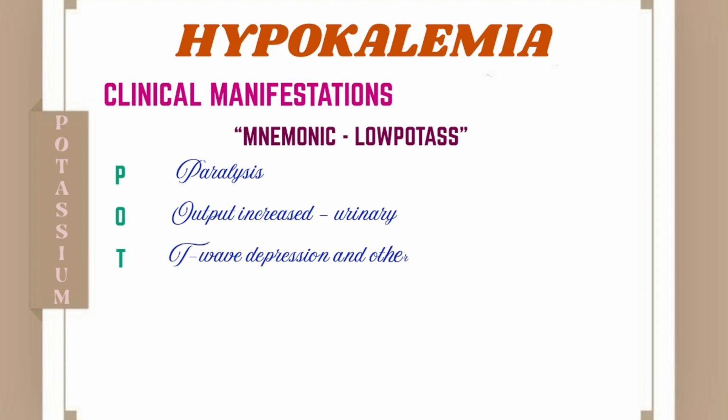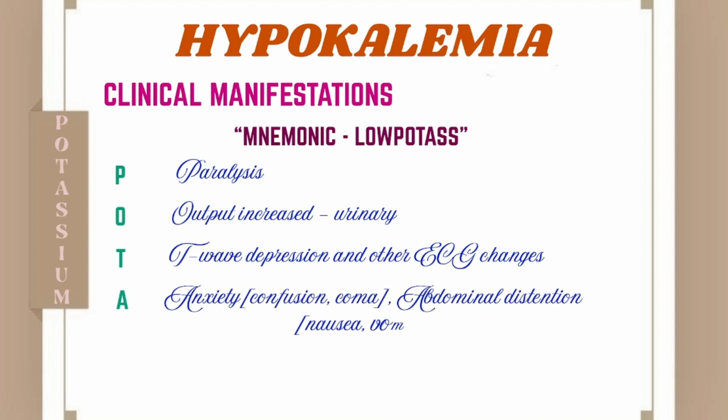T stands for T wave depression and other ECG changes. Due to less potassium in the body, various ECG changes occur including T wave depression. A. Anxiety, confusion, abdominal distension, nausea, and vomiting. Potassium deficiency will reduce GI motility, due to which abdominal distension occurs, and nausea and vomiting occur as a result. Also, the person will be anxious, confused, and in severe cases, the person may go into coma.